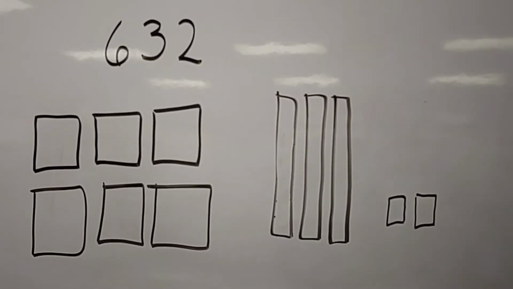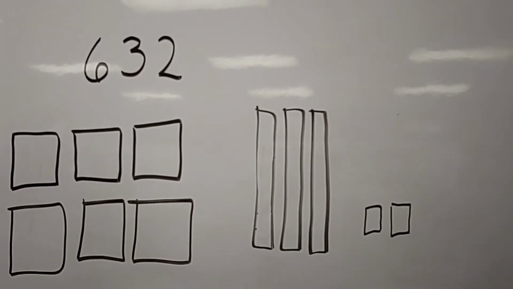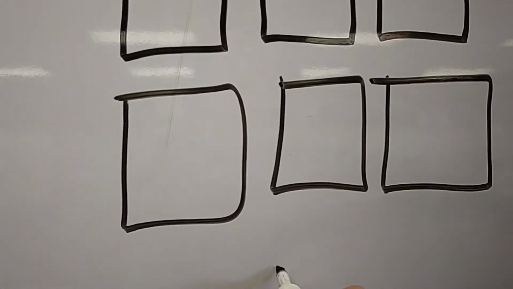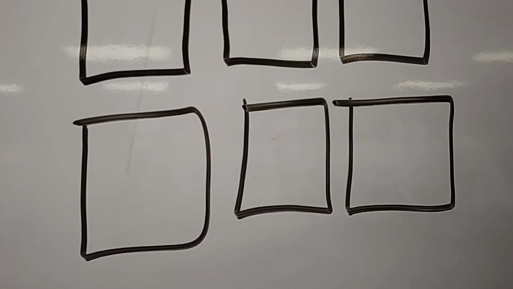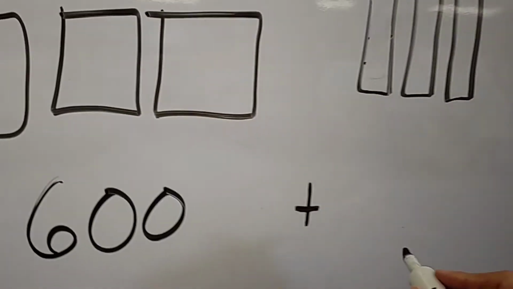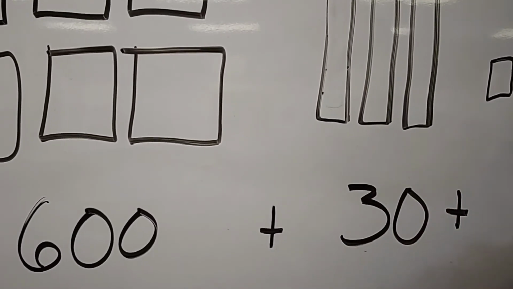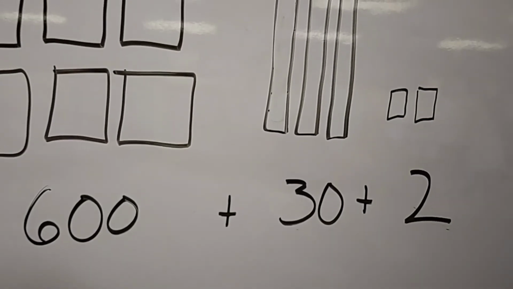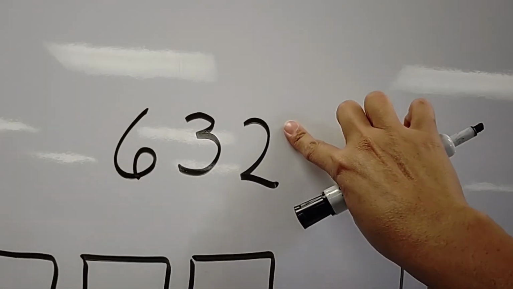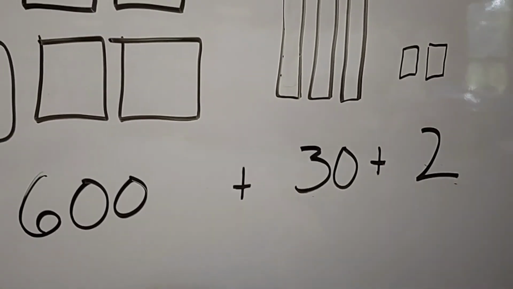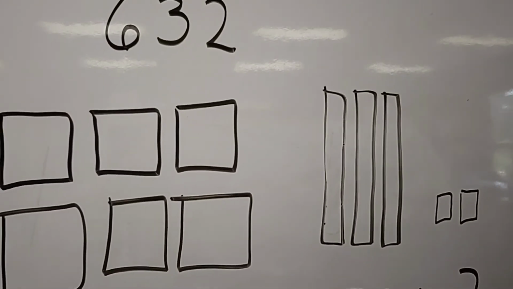And just for fun, let's add our value to them to show expanded form. So this is 600 plus 30 plus 2. Okay, so this gives us our standard form, and here's now our expanded form, and we have it shown in our base 10 blocks.